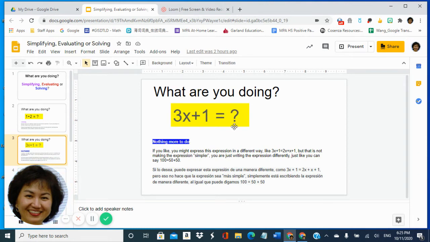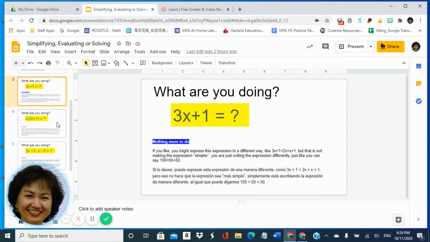Of course, if you like, you can say 3x plus 1 equals to 2x plus 1x plus 1. That's just a different way to express this same thing. But that's not the most simple one for this expression. This expression itself is already at the most simple situation. There is no more way you can simplify this more.